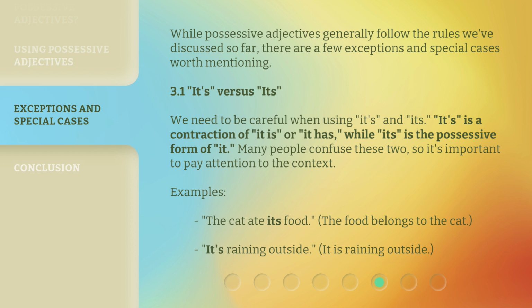Examples: the cat ate its food. The food belongs to the cat. It's raining outside. It is raining outside.